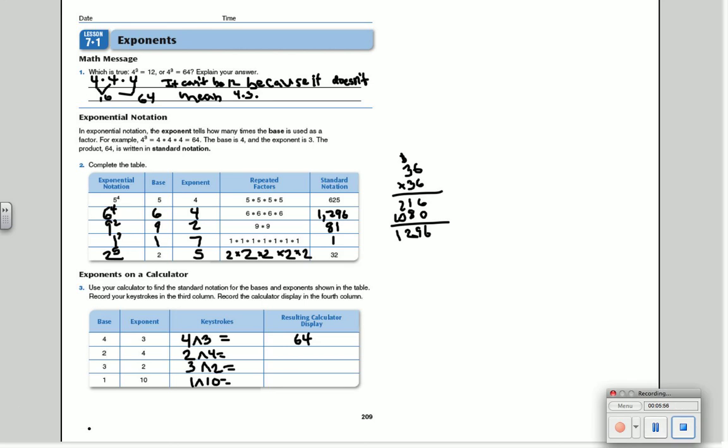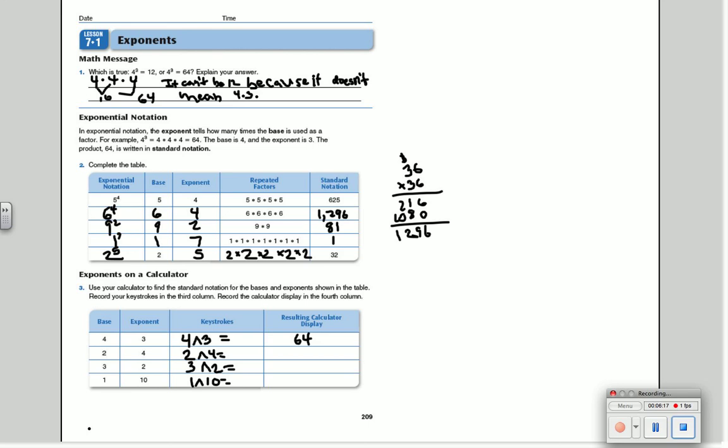Alrighty, so your keystrokes should look like I have filled in below. Now, all you need to do is do that and type it into the calculator. But before you do, use your brains. Think about it. The last question says 1 to the 10th power. That means you're multiplying 1 by itself 10 different times. Please tell me you know what that equals.